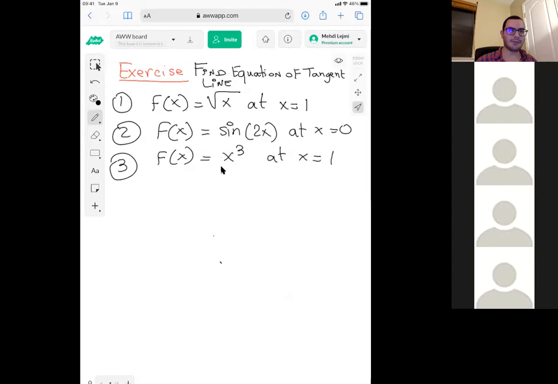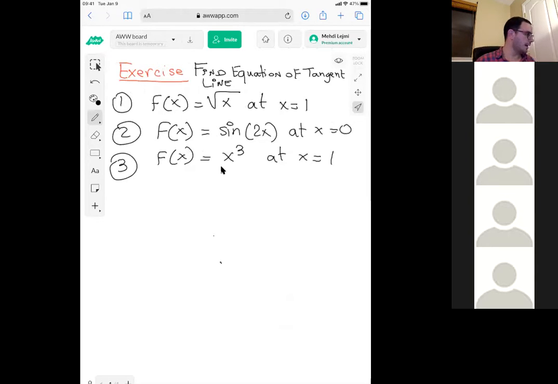So what will be your m? It's the limit as h goes to 0. So what do you have in the top? At the top, you're going to have f(a plus h) subtract f(a). What I got was the square root of 1 plus h, subtract 1, over h. Yes, that's correct. That's very good.